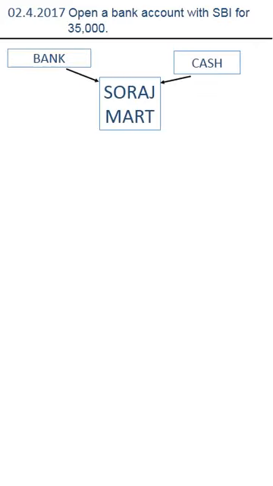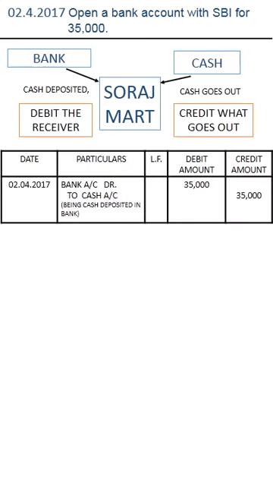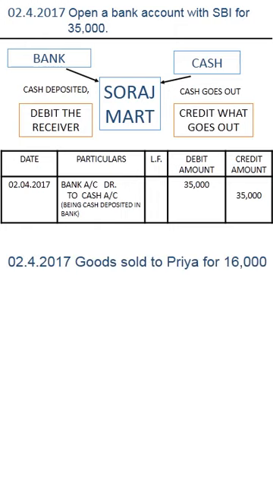The next transaction is opening a bank account with SBI for rupees 35,000. Now friends, in this entry bank needs to be on the debit side. Why? Because we deposit the cash in the bank. So for us bank is the receiver, so bank account debit, and we made it through cash. Credit what goes out. So bank account debit to cash account by rupees 35,000.